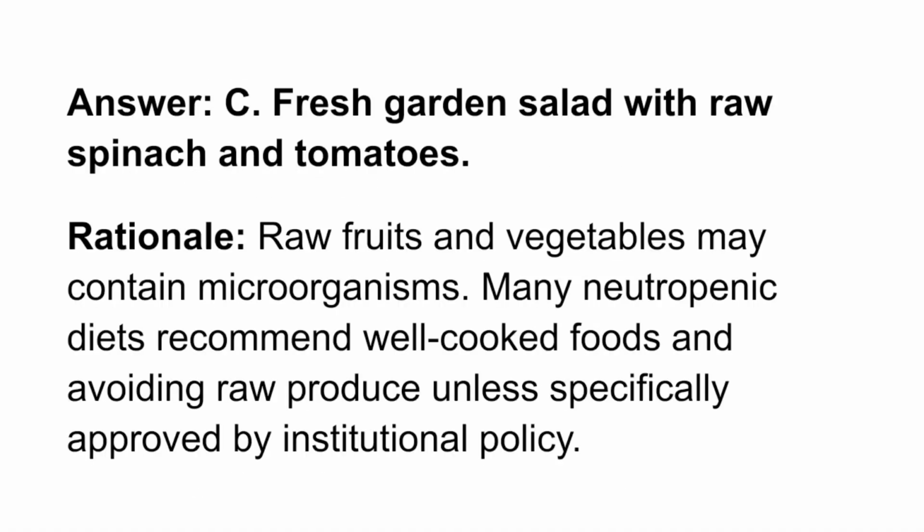Answer. C. Fresh garden salad with raw spinach and tomatoes. Rationale. Raw fruits and vegetables may contain microorganisms. Many neutropenic diets recommend well-cooked foods and avoiding raw produce unless specifically approved by institutional policy.